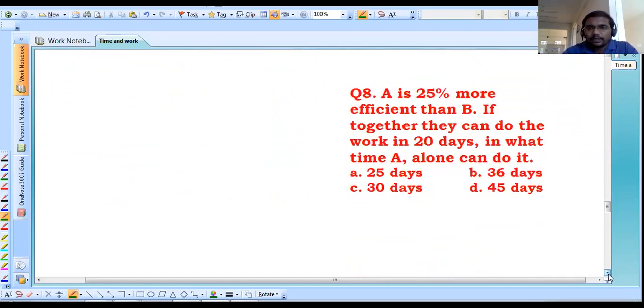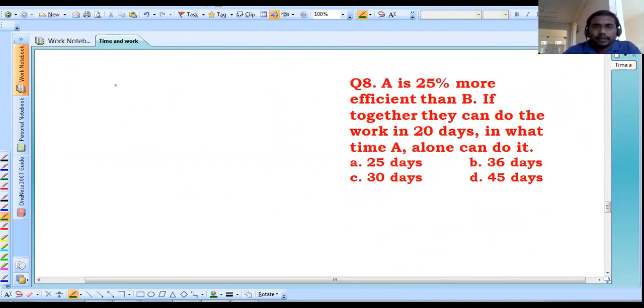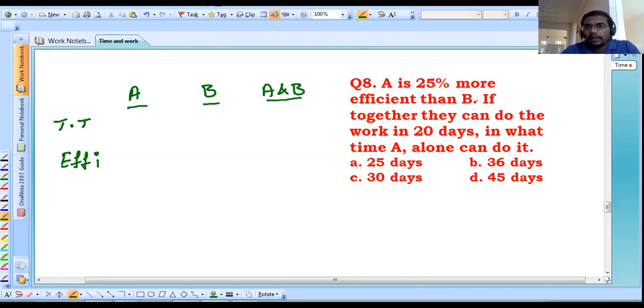Next question. This is a very, very easy question. A and B: A is 25% more efficient than B. Time taken we don't know, but efficiencies we know. If together they can do it in 20 days, they will complete the work in how many days? Here we don't know the value. Here also we don't know the value.